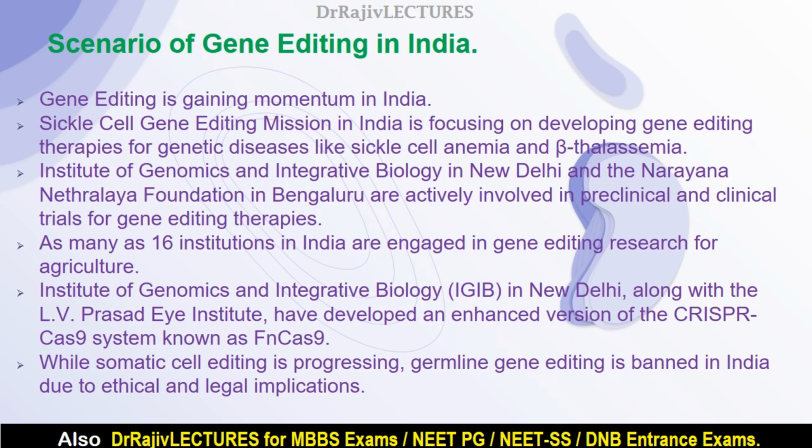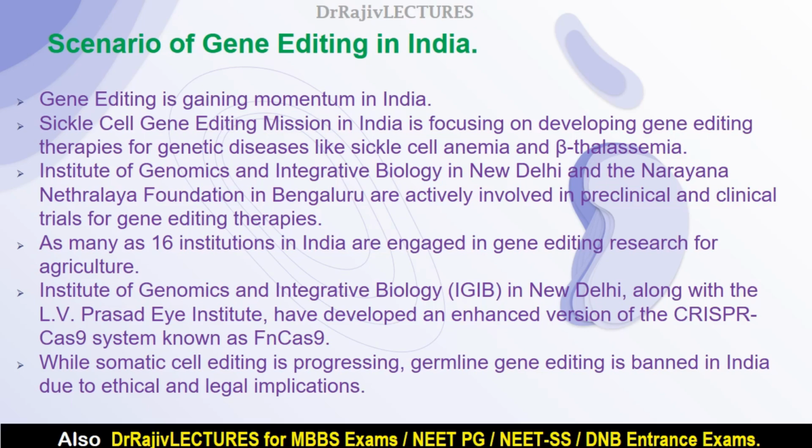Institutions like the Institute of Genomics and Integrative Biology in New Delhi and the Narayana Nethralaya Foundation in Bengaluru are actively involved in preclinical and clinical trials for gene editing therapies. India has recently relaxed regulations on gene edited crops, allowing field trials of CRISPR-Cas9 modified rice variants. This aims to improve crop traits without adding new genetic material. There are as many as 16 institutions in India engaged in gene editing research for agriculture, focusing on developing crops with improved disease resistance, climate resilience, and nutritional quality.